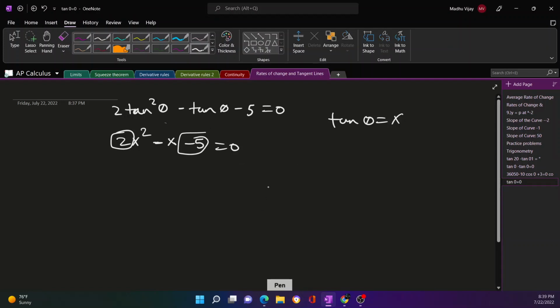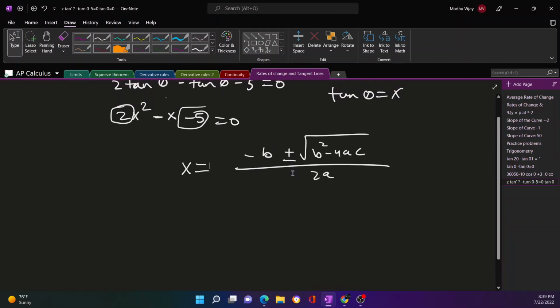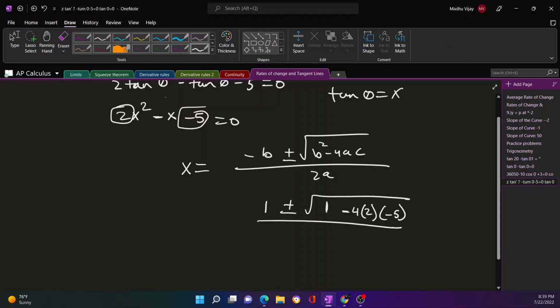So we can just use the quadratic formula, which is negative b plus or minus square root of b squared minus 4ac all over 2a. So that's not factorable, unfortunately, so we can just do this, and our negative b, so our b value is -1, so that would just be 1 here, plus or minus square root of b squared, so that would just be 1 again, minus 4 times a would be 2, times c would be -5, all over 2 times 2, which is 4.